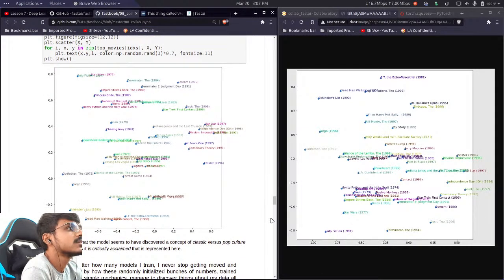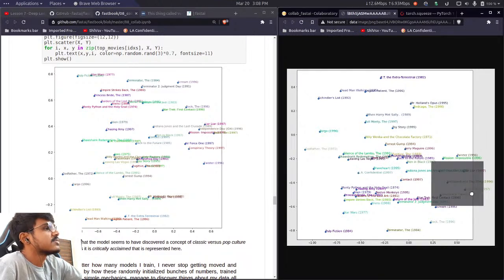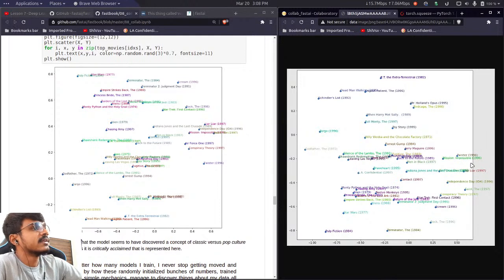We have ET over here, and these are the movies: Mission Impossible, Independence Day, Conspiracy Theory, Twister, Liar. So this seems like, what's the word I'm looking for? Conspiracy theory and political and action and all that. This group represents that, I guess.